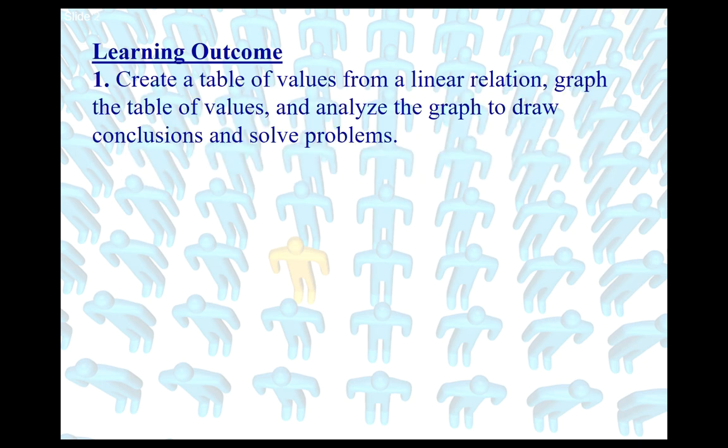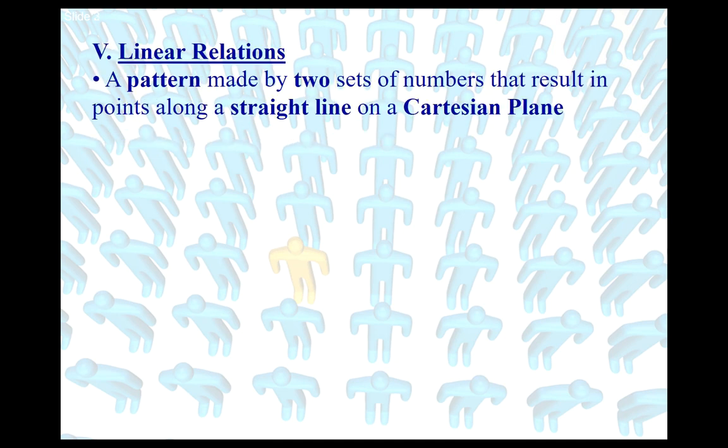The learning outcome is to create a table of values from a linear relation, graph the table of values, and analyze the graph to draw conclusions and solve problems. Okay, so let's start off by defining what a linear relation is.